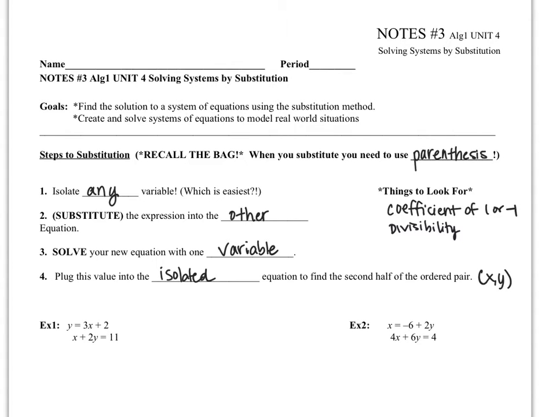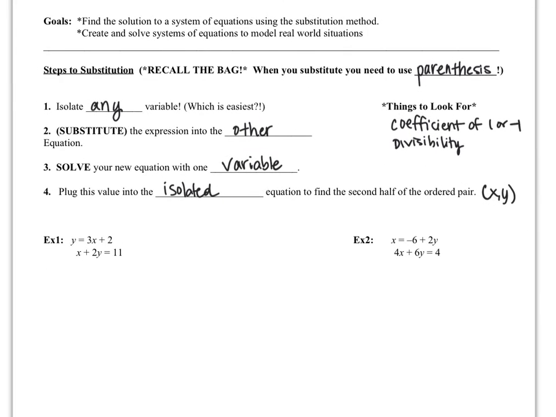So let's see this in action. So in example 1, I have my system of equations, y equals 3x plus 2 and x plus 2y equals 11. So again, I could graph this and see where the two lines intersect. I could eliminate, but in order to eliminate, I'd have to rearrange my top equation so everything was stacked nicely on top of each other.